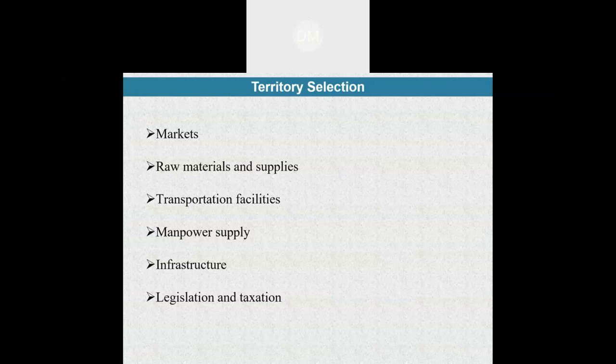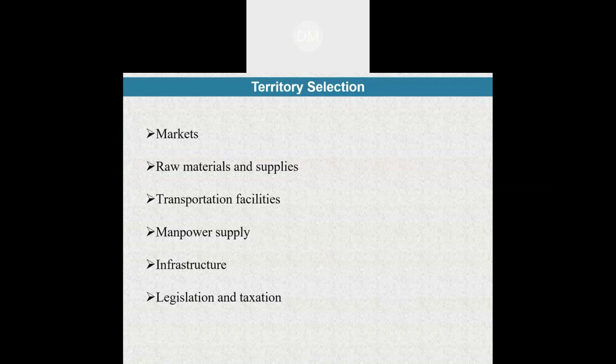This factor refers to the availability and reliability of power, water, fuel and communication facilities, in addition to transportation facilities. Then legislation and taxation: financial and other incentives for new industries in backward areas or no-industry district centers, exemption from certain state and local taxes, or some incentives by the government.